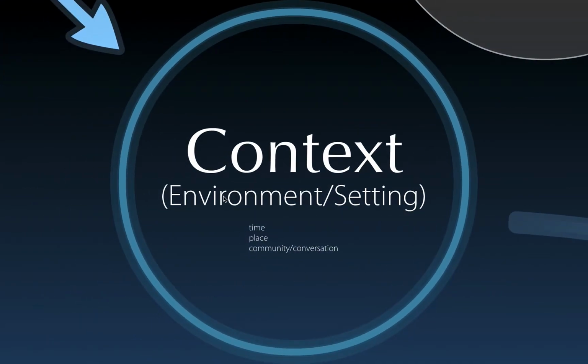Now, outside of all of those, in addition to speaker, audience, and subject, we have the context. It's extremely important to consider the context of any act of communication, the environment and setting in which it takes place, in terms of time, place, community, conversation, because the context matters. That can determine what we say, how we say it, and so many other things.